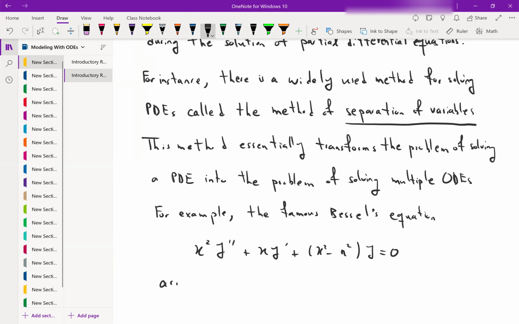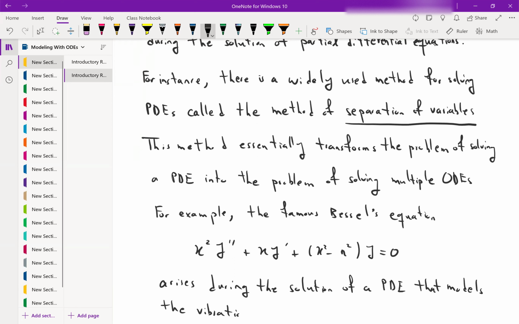This equation arises during the solution of a PDE that models the vibrations of a thin circular membrane.